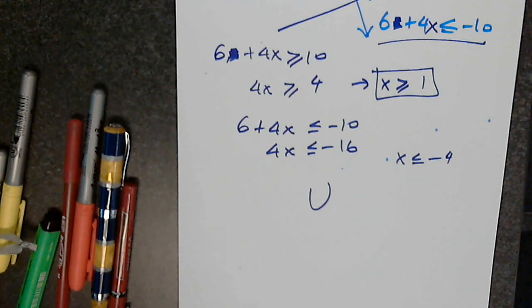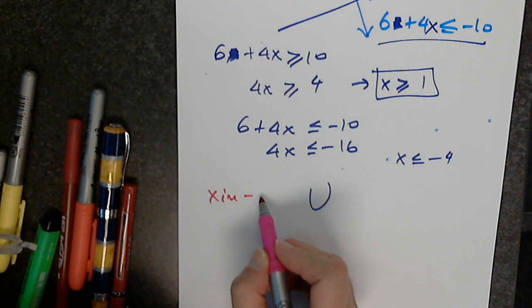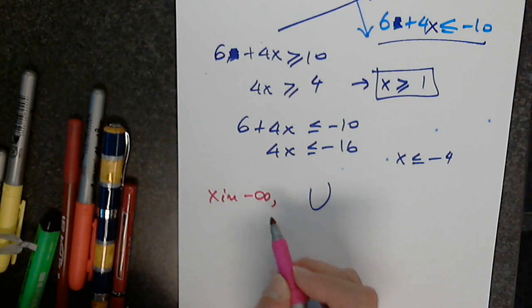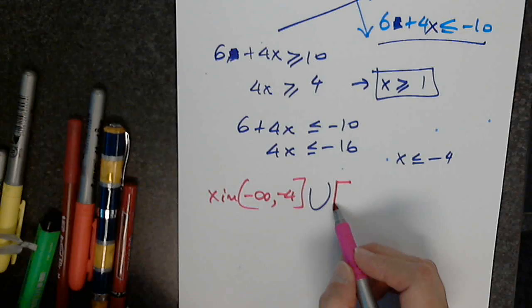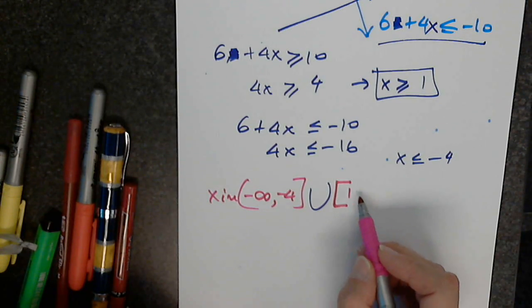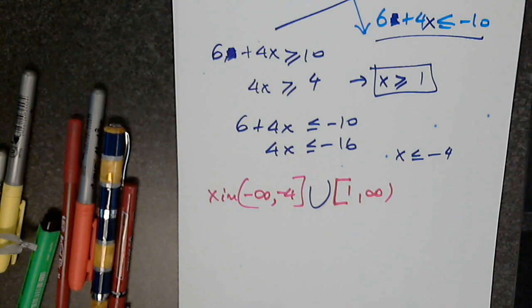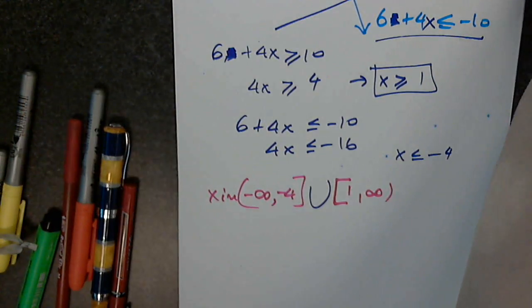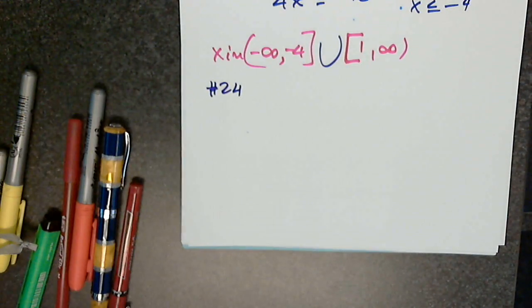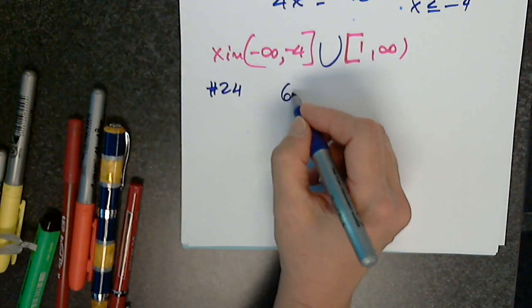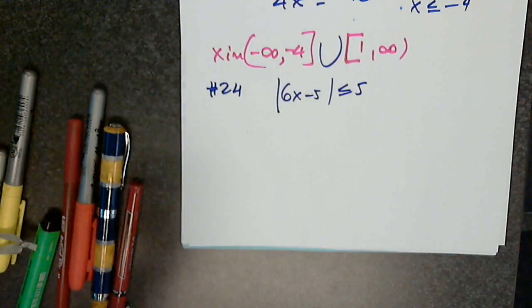Negative infinity to -4, and then 1 to infinity. Perfect. Next problem is number 24. 6x minus 5 in absolute value less than or equal to 5.